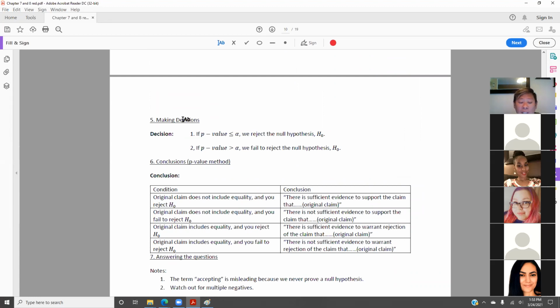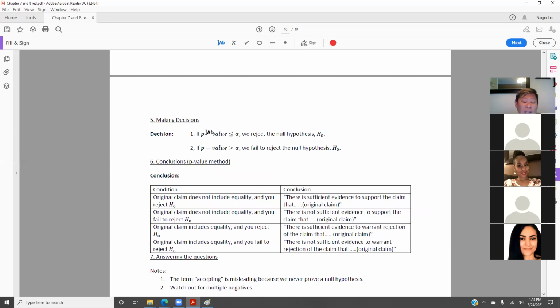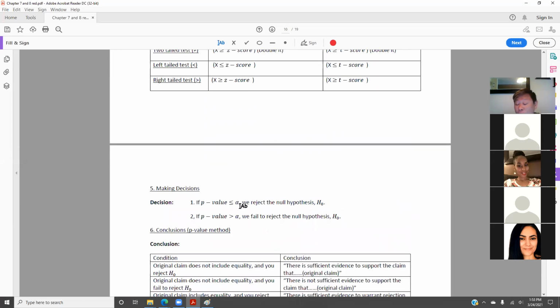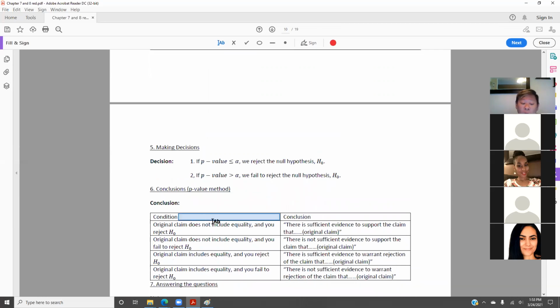So step 5 is making a decision, and step 6 is the conclusion. Making a decision is looking at the p-value that you found, which is found in here, and the alpha, which is the significance level, like 5%, 10%. If your p-value is less than alpha, you will reject the null hypothesis. Otherwise, you fail to reject the null hypothesis. And with this, you can do the conclusion.